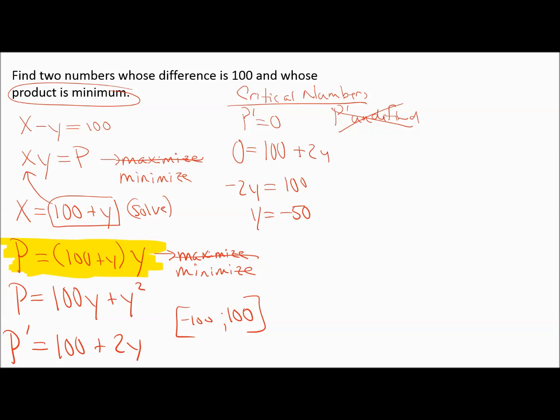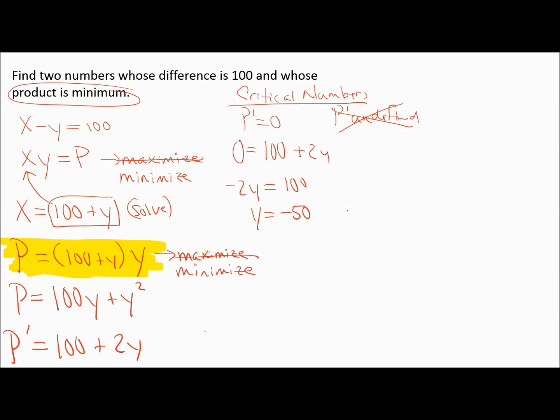Oh, yeah, it will, right? Well, 200 minus 100. So we really don't have a top and a bottom, because we could do 1,000 minus 990. That's still two numbers whose difference is 100. Okay, so there's not really a maximum or least value on our domain, but we did find a critical number.